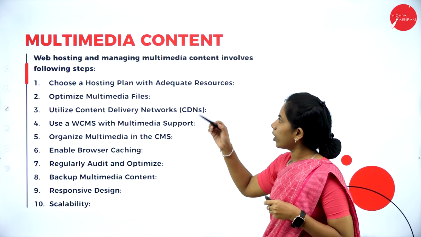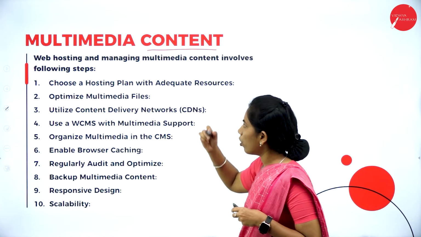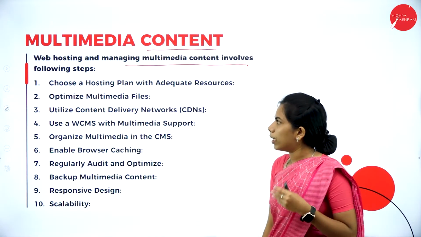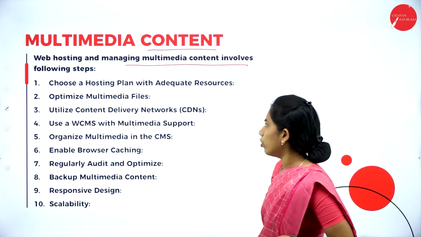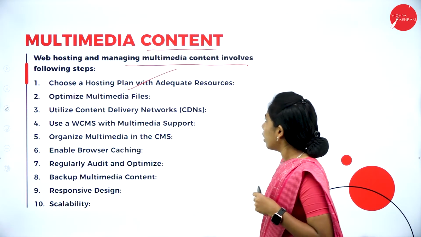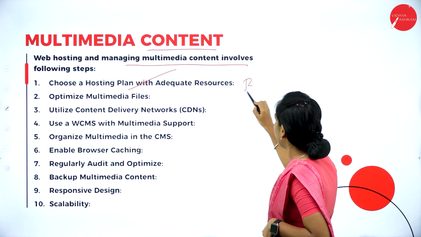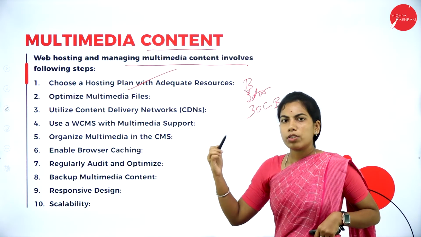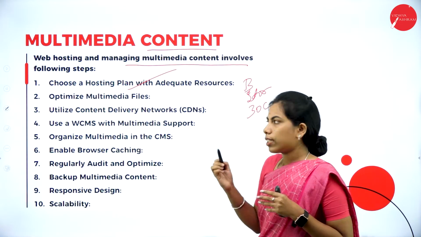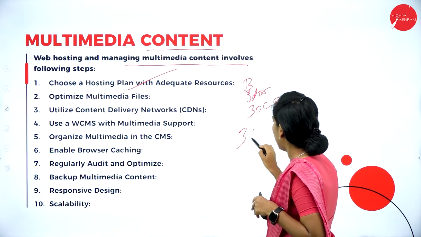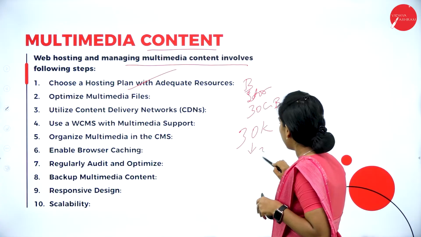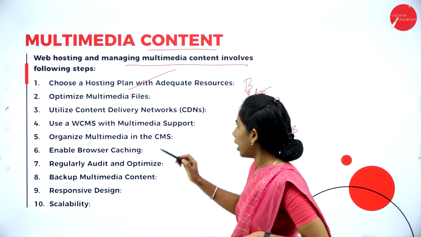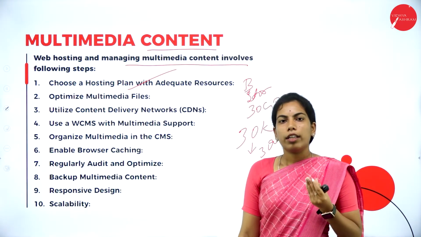So next we can see multimedia content. For web hosting and also managing multimedia content, what are all the steps we have to follow? First, choose a hosting plan with adequate resources. We have to buy bandwidth and also storage space, like 330 GB. These are some of the plans we have to buy. For example, if a website has 30K users, you have to buy something like 300 GB of storage space, because every user visits the website, right? So for that, choose a hosting plan with adequate resources.